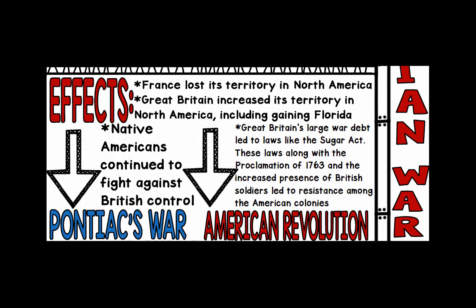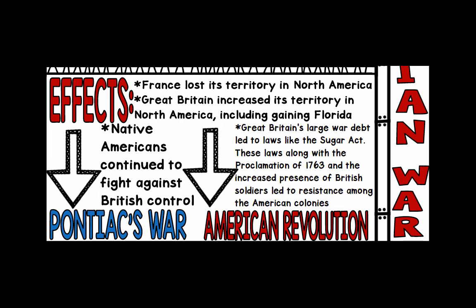So now we come to the effects of the French and Indian War. So as we saw in the maps, France loses all of its territory. They become obsolete when it comes to colonialization in North America. They are not a player anymore in the game of trying to control as much land as possible. France is essentially forgotten. Now, Great Britain, on the other hand, doubles or possibly even triples the size of the colonial territory that they have control over.